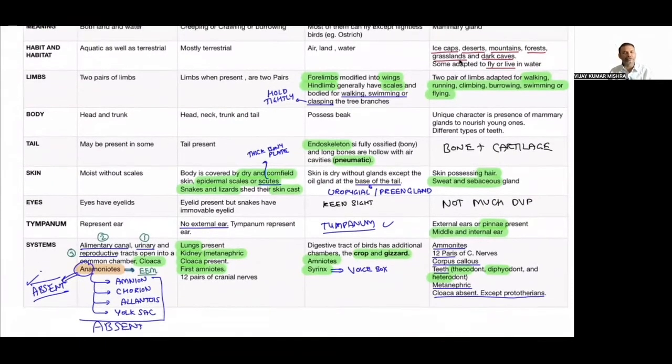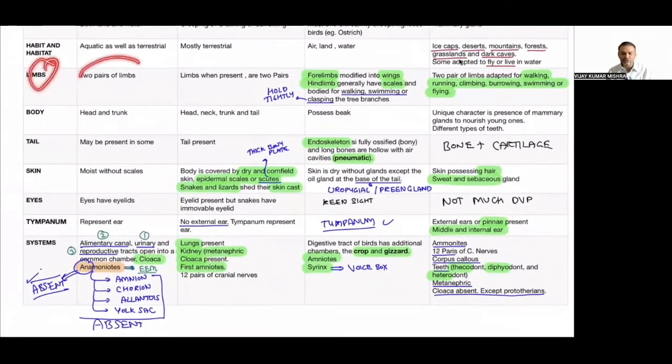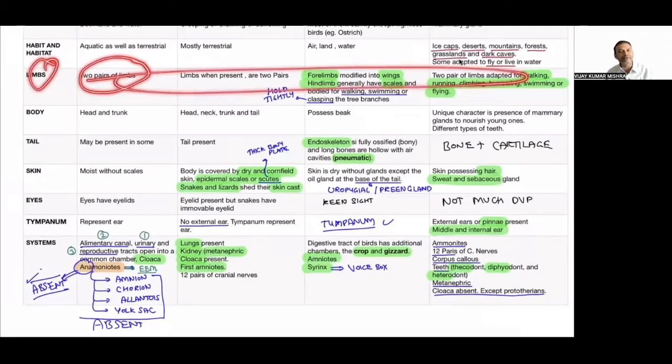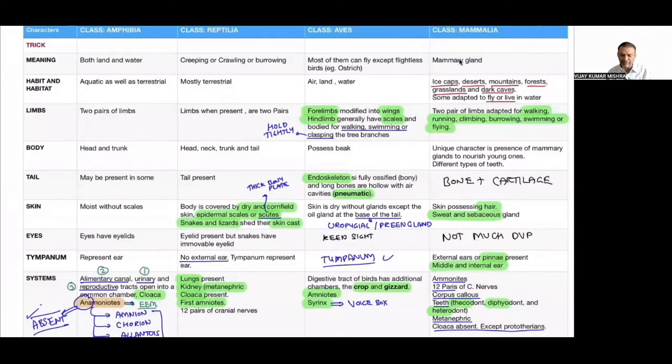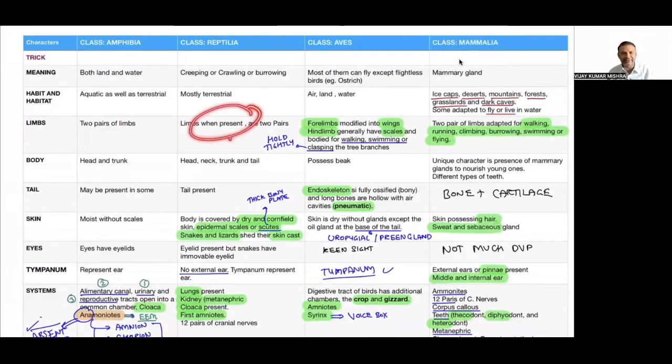We move on to the next point, that is limb. Limbs are two pairs. All are called tetrapoda because of the four limbs, two pairs of limbs. In case of a reptile, the limb is going to be present. Some reptiles may not have it, but in the embryonic condition, limb is going to be present. In case of a bird, the forelimb is modified to form the wing. The hind limb is always provided with scales, and the hind limb helps in walking, swimming, and clasping. Clasping means tightly holding the branch of a tree or any rock surface.